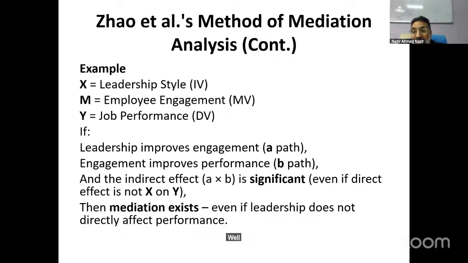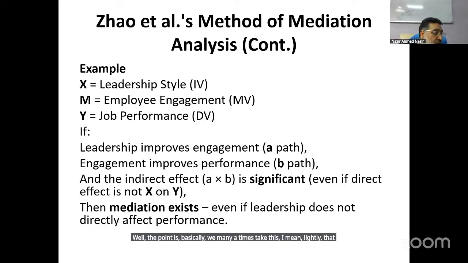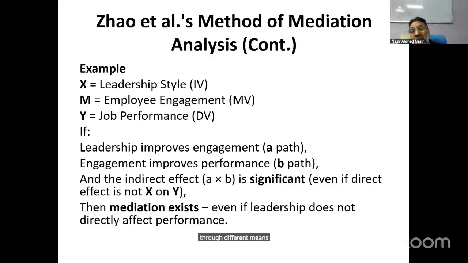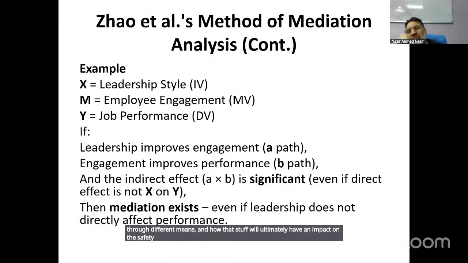The point is basically that many a time we take this lightly, that we could be impacting the psyche of our staff through different means, and how that staff will ultimately have an impact on the psyche of the customers, if we take it from the customer's perspective or a commercial organization's perspective.